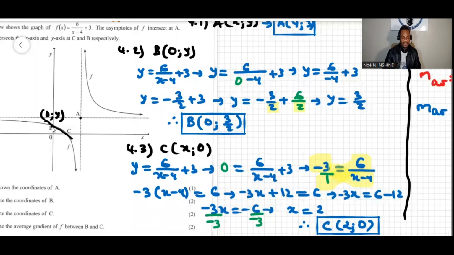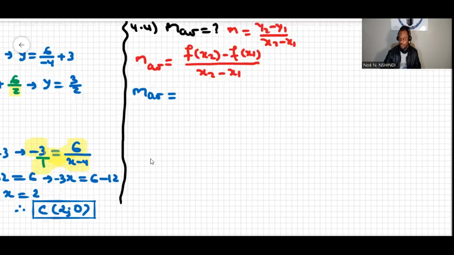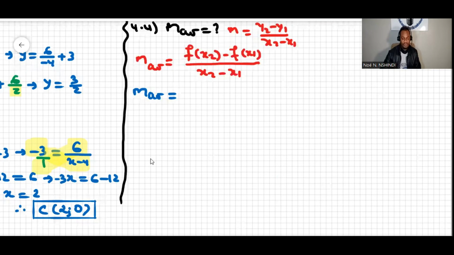So if I take my second point, y2 is 0, minus y1, which is 3 over 2. So it's going to be 0 minus 3 over 2, over x2, which is 2, minus x1, which is 0. And then the average gradient will be negative 3 over 2 over 2.